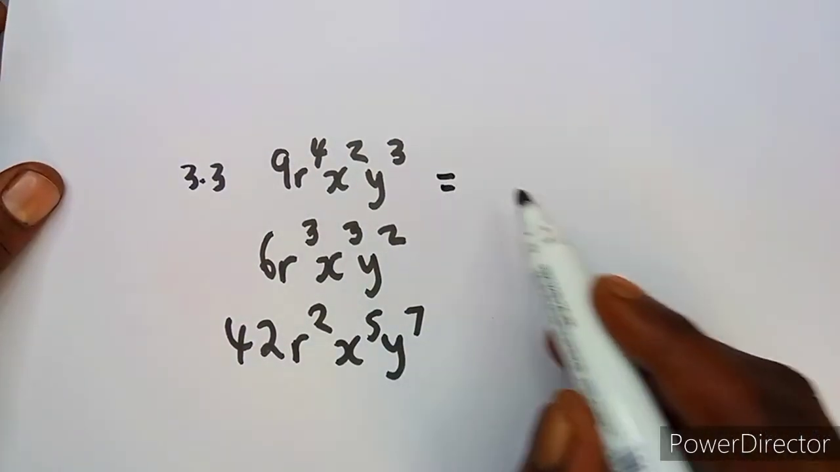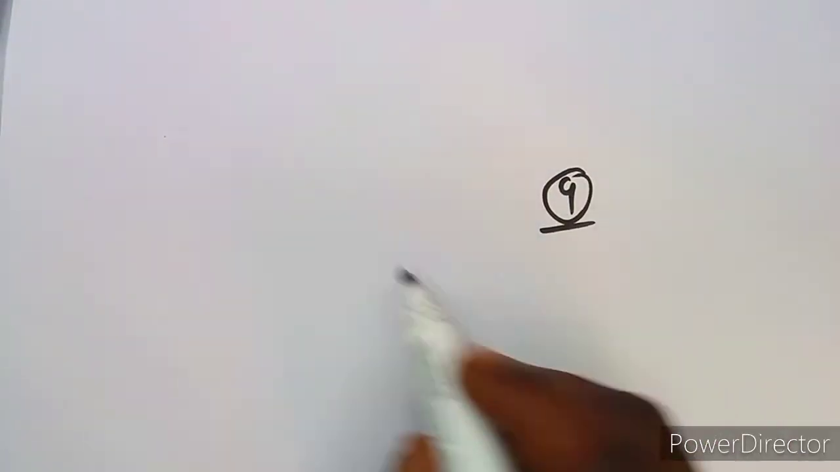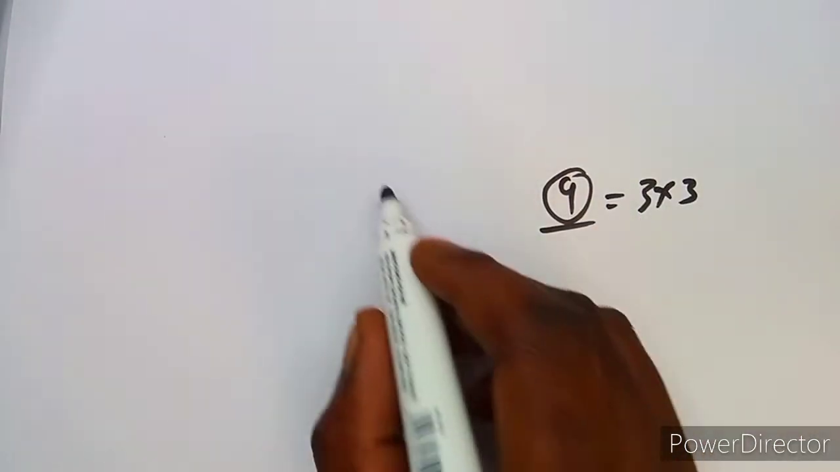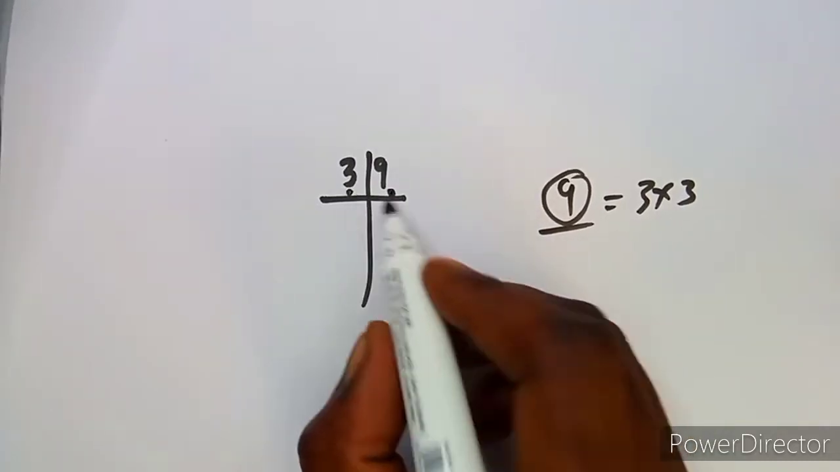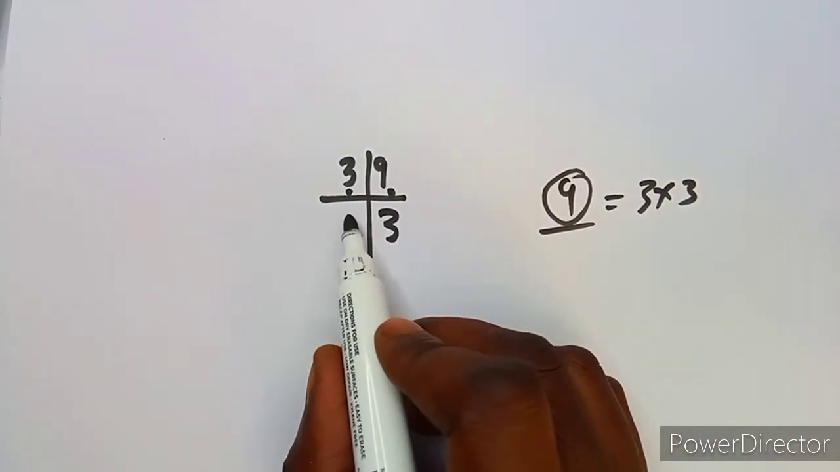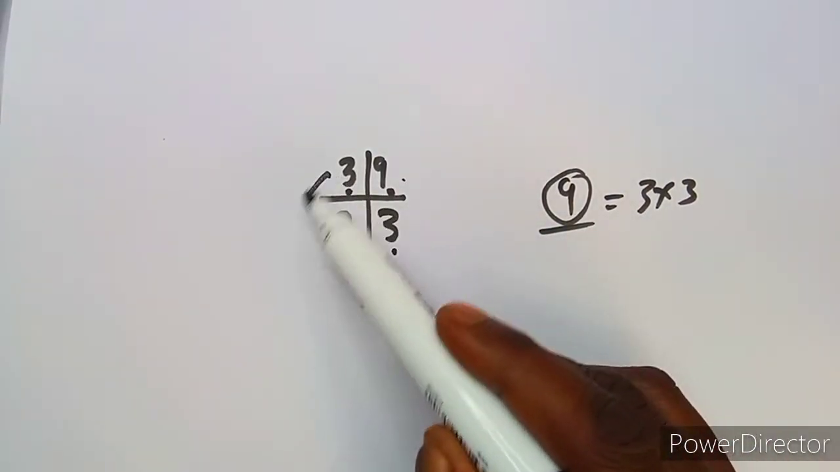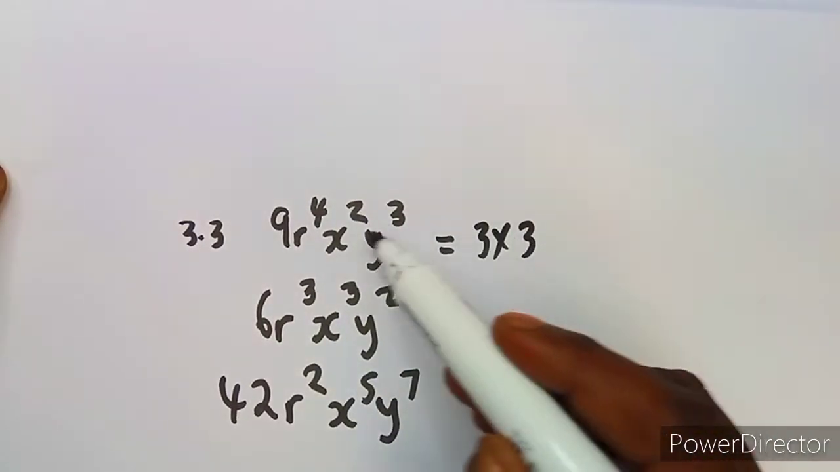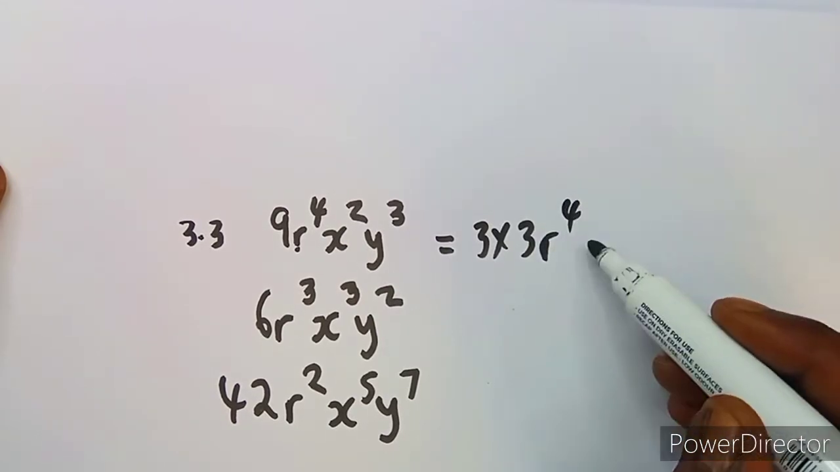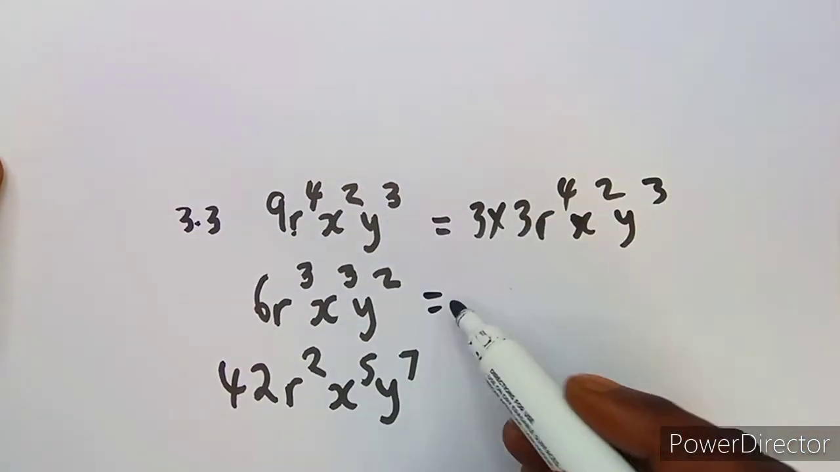Remember, 9, the smallest number that you can actually use, 9 is just 3 and 3. 9 there, it's just 3 times 3. Okay, where are we getting this from? Just write 9 and 3, the smallest number. 3 into 9, that is 9 divided by 3, which is 3. And again, 3 is the smallest number, so 3 divided by 3, which is 1. So actually, 9 is 3 times 3. Okay, so this is what I have, 3 times 3. And this is going to be r to the exponent of 4, x to the exponent of 2, y to the exponent of 3. Okay, what about 6?